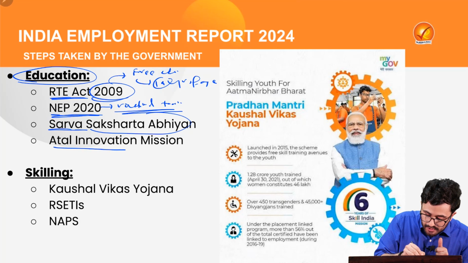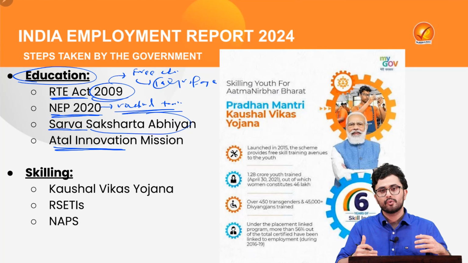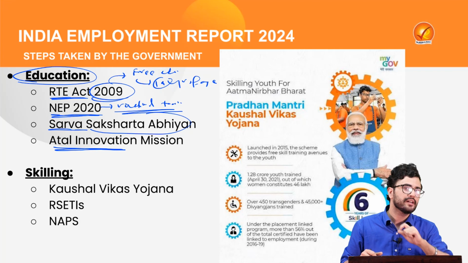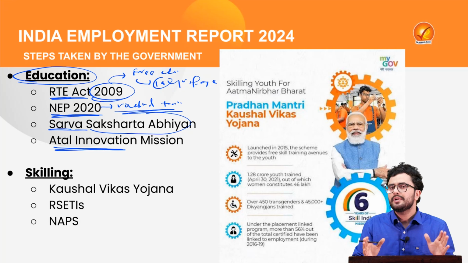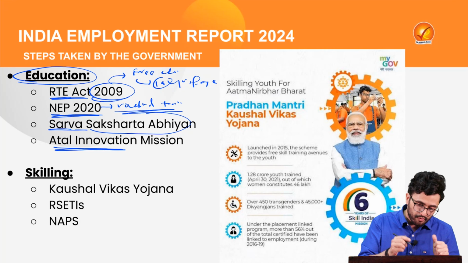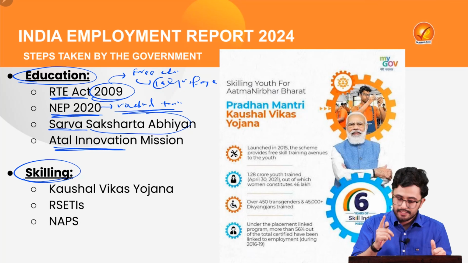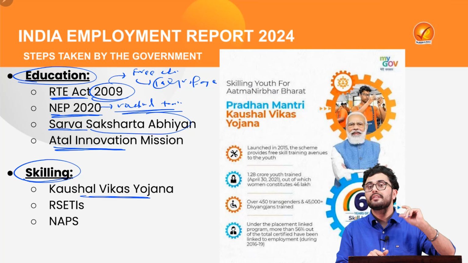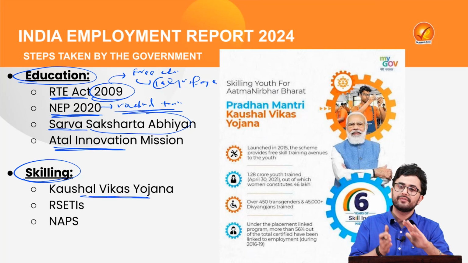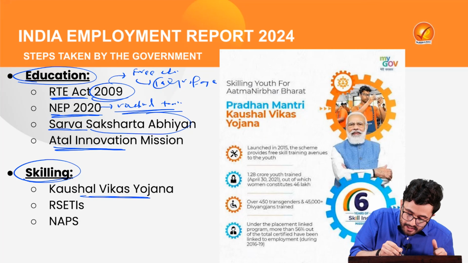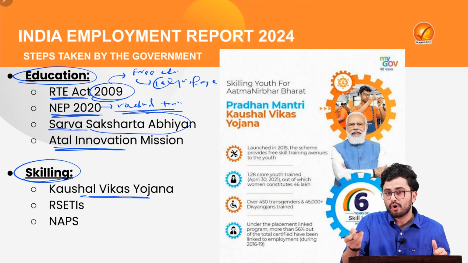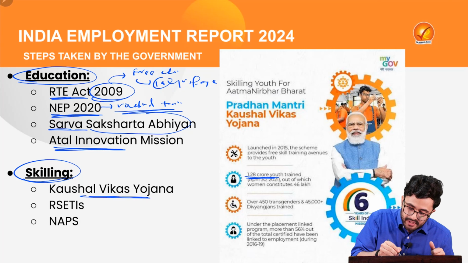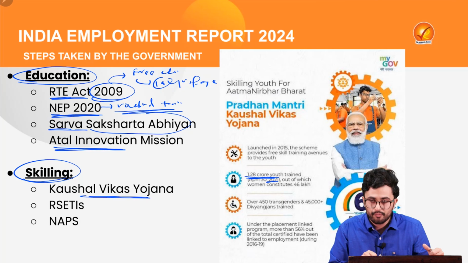At the same time, the Niti Aayog has launched the Atal Innovation Mission to infuse scientific principles in the young minds of our country. The government has also taken several steps for the skilling of the youth, such as Kaushal Vikas Yojana, where industry-required skills are being infused among the youth, and as per the Kaushal Vikas Yojana report, around 1.28 crore youths have been trained by the year 2021.